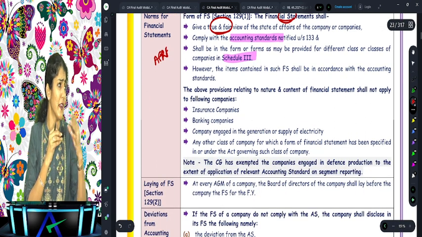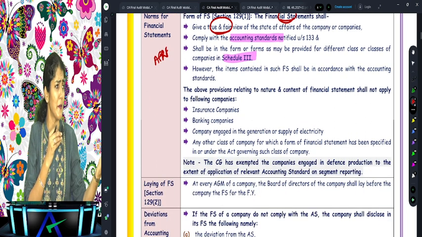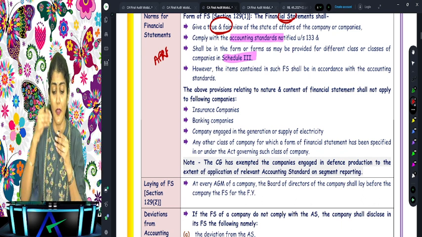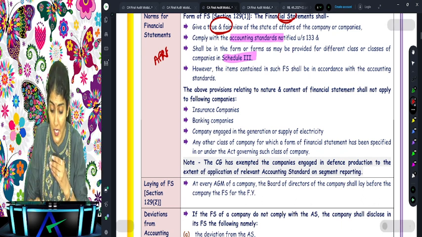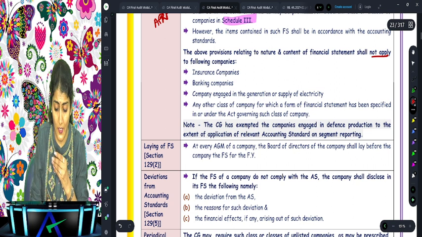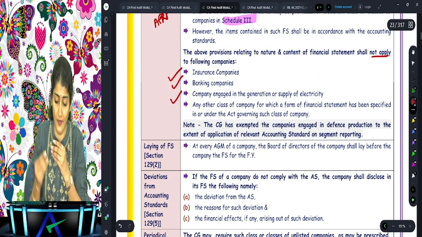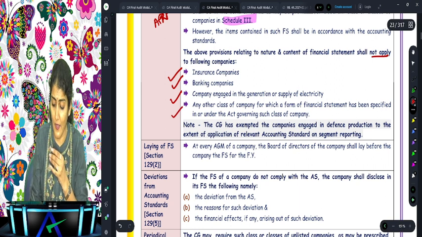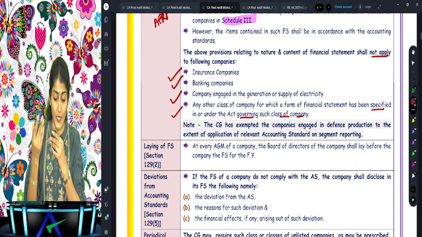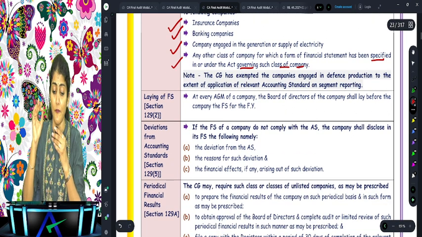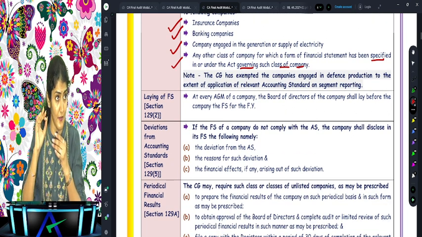Yes. However, Schedule 3 to the Companies Act and AS. So AS notified under 133. So if Ind AS is applicable, then Ind AS. Okay, so AS and Schedule 3. However, which are the companies to which Schedule 3 is not applicable? Insurance company, banking company, electricity supply company, and any other class of company where the format has been given under the respective law. Is it clear to everyone?